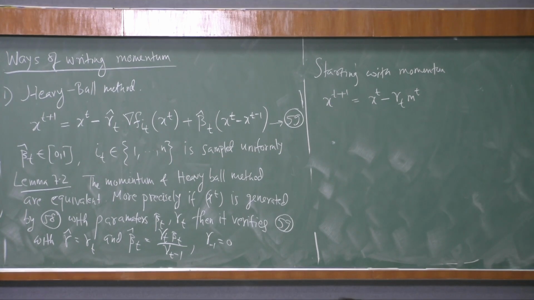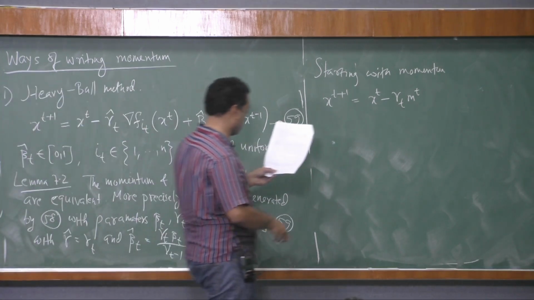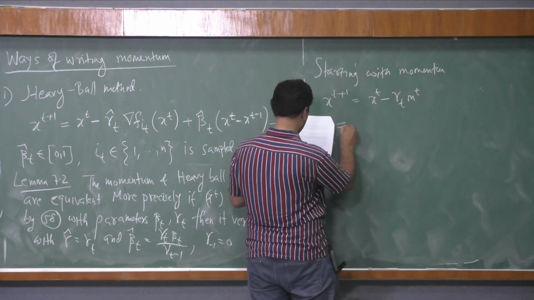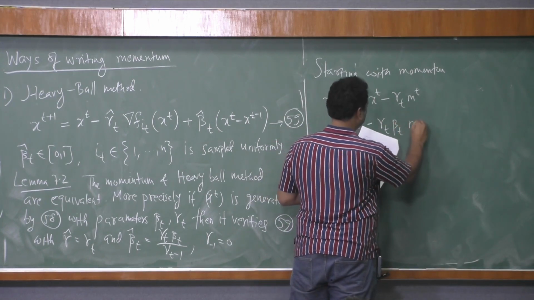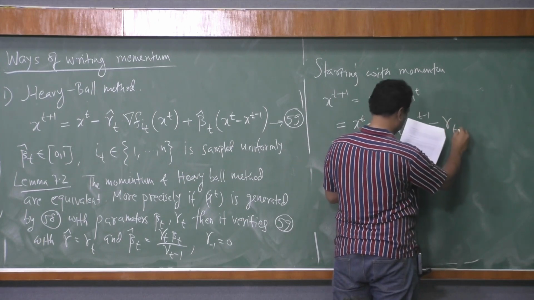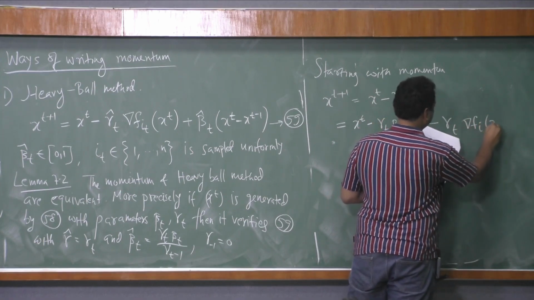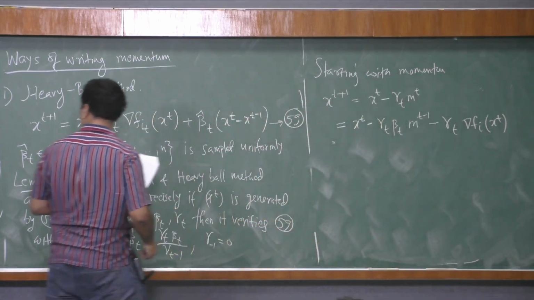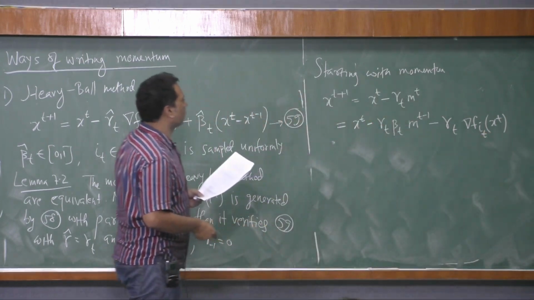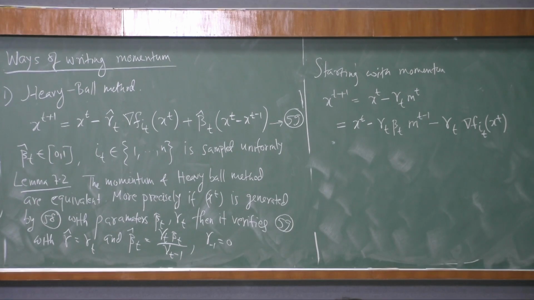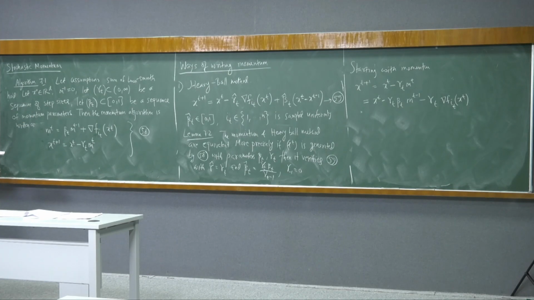So in this case m_t is beta_t m_{t-1} plus the gradient term here. Okay, so it gets multiplied with gamma_t as well. So this is equal to x_t minus gamma_t beta_t m_{t-1} minus gamma_t grad f_{i_t}(x_t). You can write it as f_{i_t} here. So I have just substituted m_t by this. I hope it's correct. So m_t is beta_t m_{t-1} plus the gradient f_{i_t}(x_t). That's right.